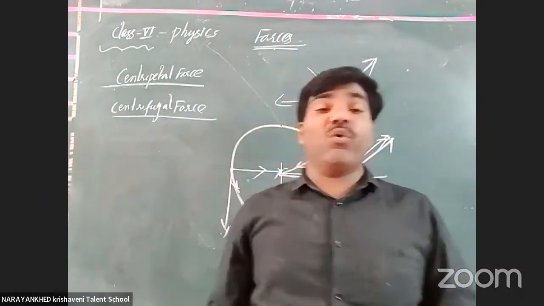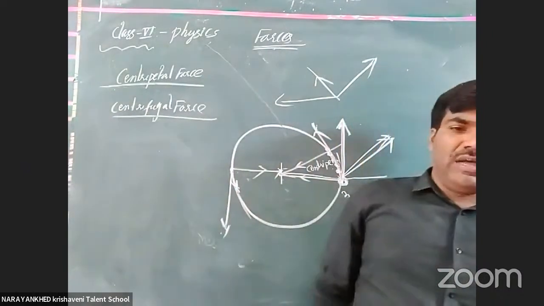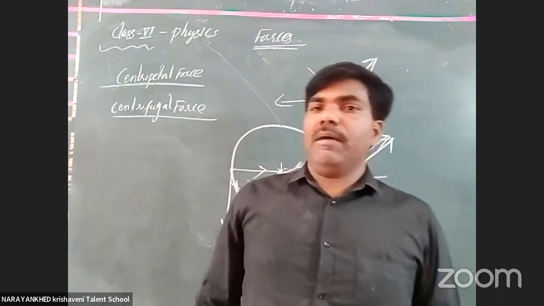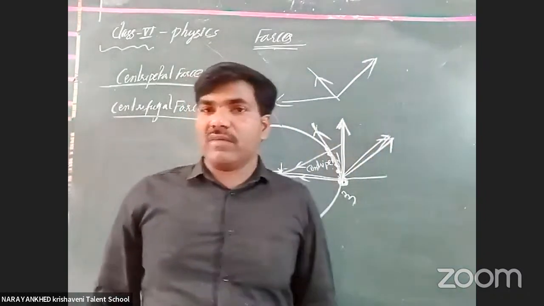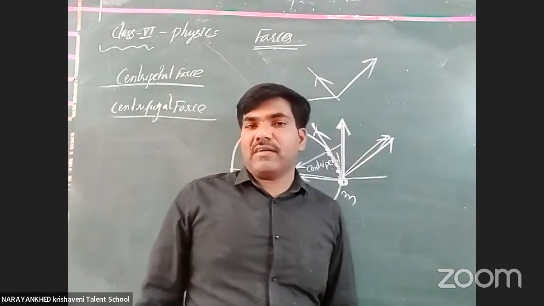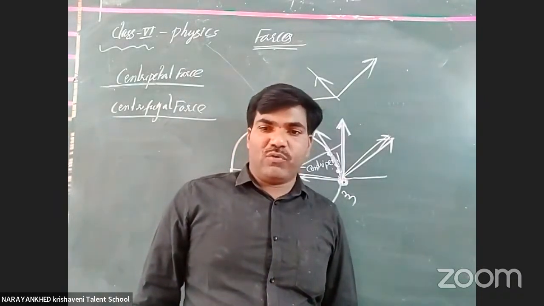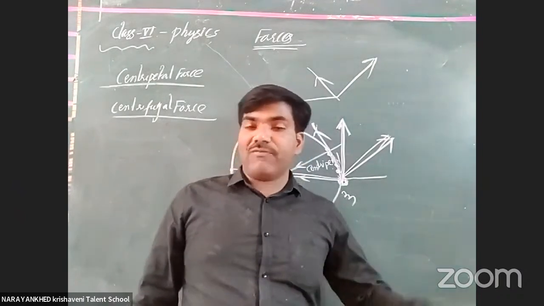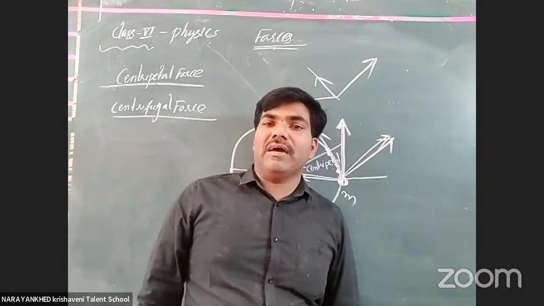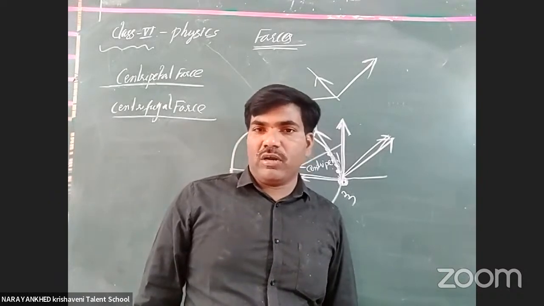For circular motion, the body depends on two forces. A body is influenced by two forces: one is the centrifugal force, and another one is the centripetal force. What is the centripetal force? The force acting toward the center is called the centripetal force. The force acting away from the center is called what? The centrifugal force. Got it or not? I hope you got it here.